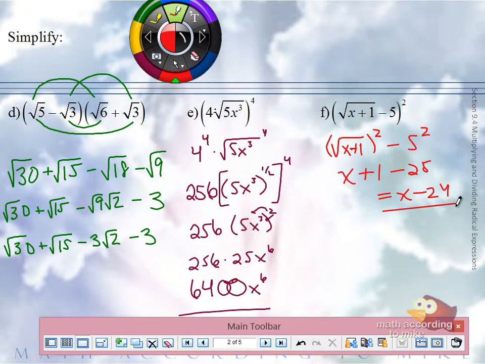Why is that wrong? How many terms are you squaring? 2. When you are squaring 2 terms, you have to FOIL. You cannot distribute a square through if it's an addition or subtraction, only if it's multiplication or division. So this is bad.